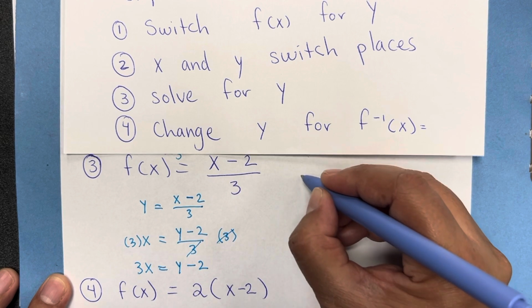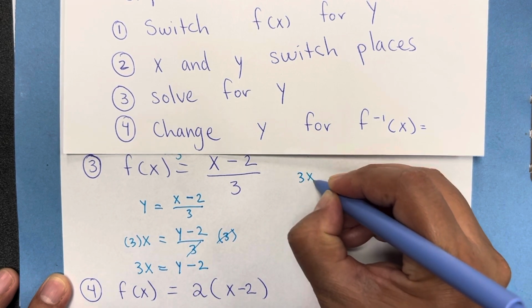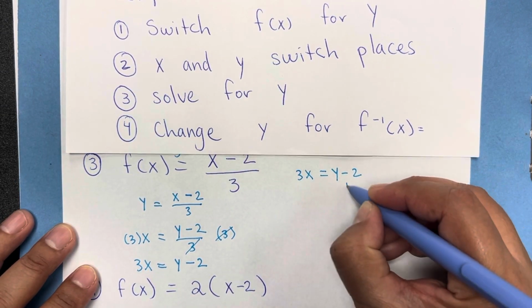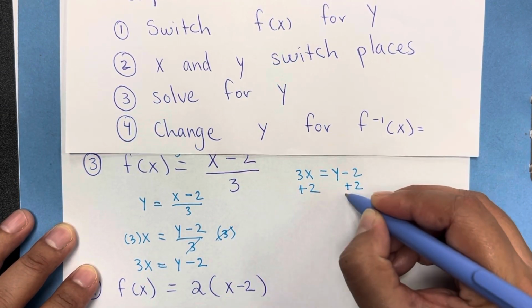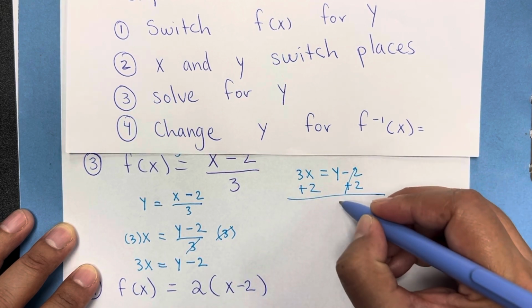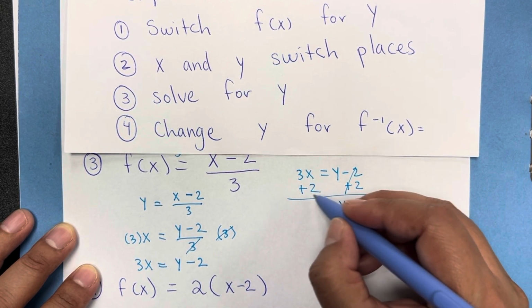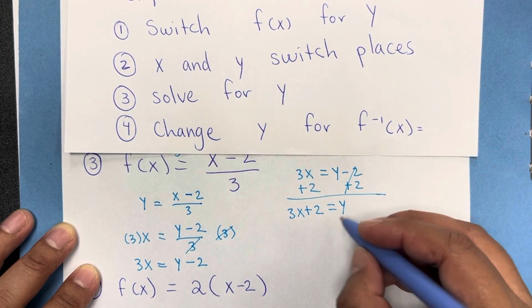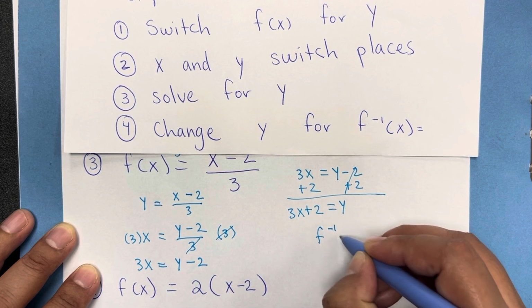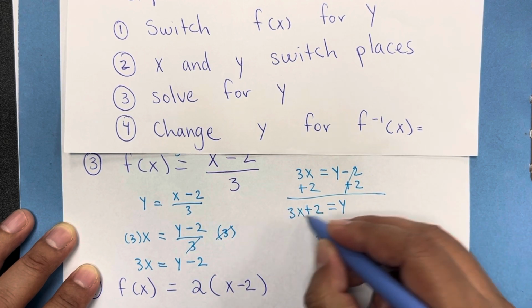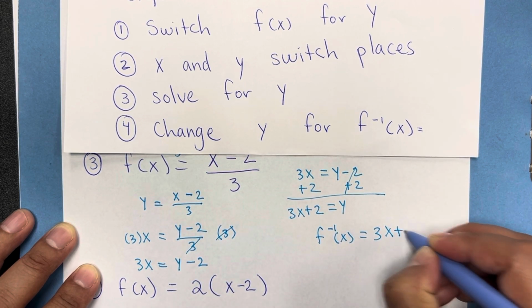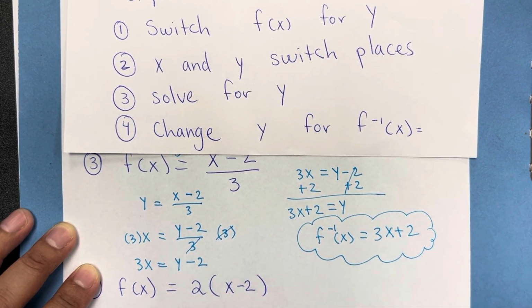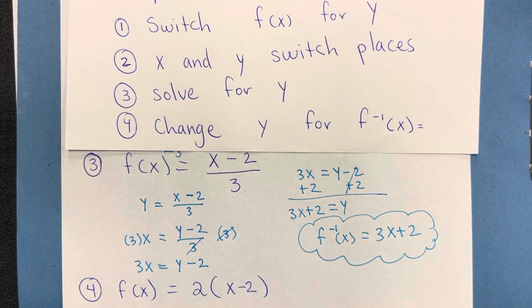I'm going to rewrite it in here so I can have more space. So 3x equals y minus 2. The opposite of subtraction is to add 2 to both sides. That cancels, and we get y equals 3x plus 2. The inverse of f of x equals, and then just keep that, 3x plus 2, and that will be my inverse function. And we'll change this so that we can graph it later on.